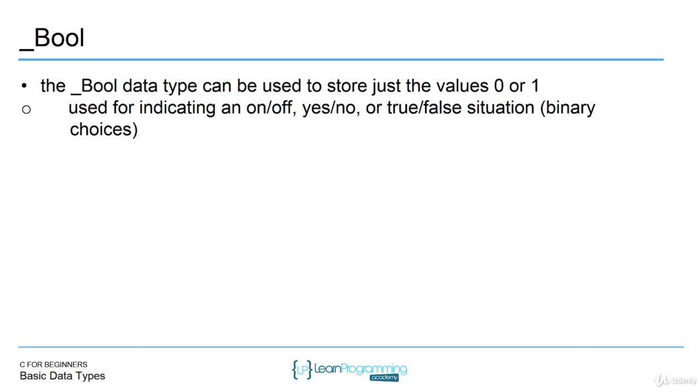_Bool. This is a data type that can be used to store just the values 0 and 1. You'll often hear this term Boolean expression. In bool, it all means true or false. It's a yes or no, 0 or 1. So it's indicated for binary choices, essentially. And we're going to talk a lot about Booleans and Boolean expressions when we talk about decision statements.